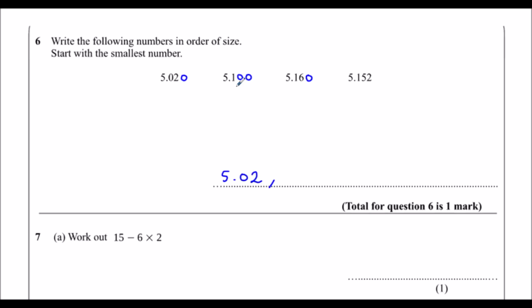The next one, so we've got all the same in the tenths, so we move on to the hundredths. And that's looking at this number now. So we've got a 0. So this one's next, 5.1. Then we've got a 5, say 5.152. And we've got a 6, 5.16.